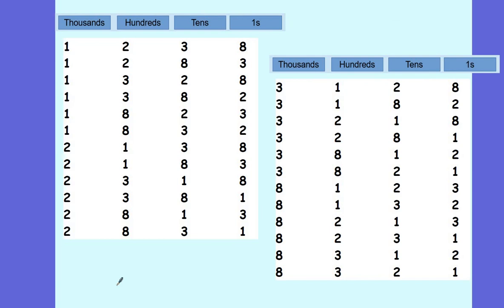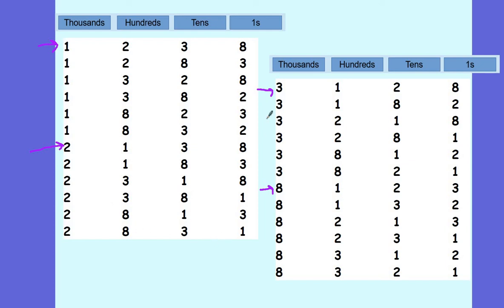And these are the answers I came up with. I did it in a systematic way again. I did all my thousands first, then I moved on to all my 2,000 numbers, then on to all my 3,000 numbers, then on to all my 8,000 numbers. So I've got 1238, 1283, 1328, 1382, 1823, 1832, 2138, 2183, 2318, 2381, 2813, 2831.